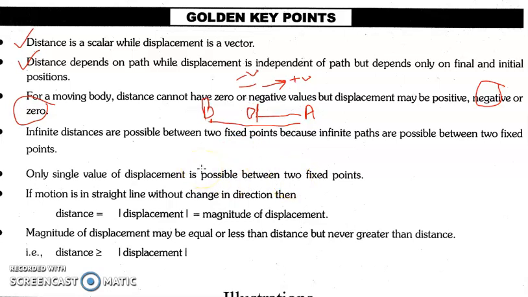Infinite distances are possible between two fixed points because infinite paths are possible between two fixed points. This you must have understood. Only a single value of displacement is possible between two fixed points. This must also be clear to you.